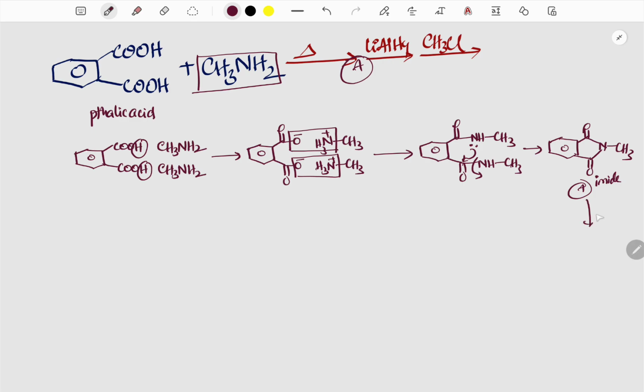Now this imide is treated with the strong reducing agent LiAlH4. The strong reducing agent LiAlH4 reduces the amide group to the corresponding amine group. The amide group is converted into the amine group.